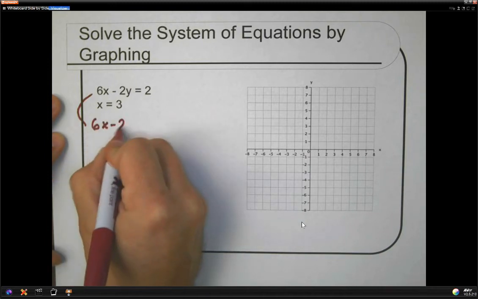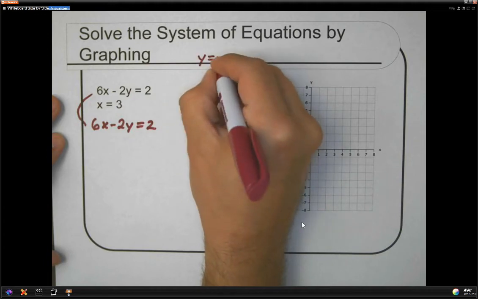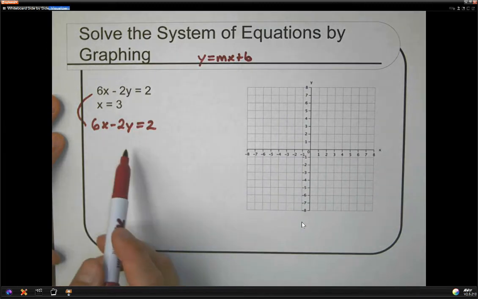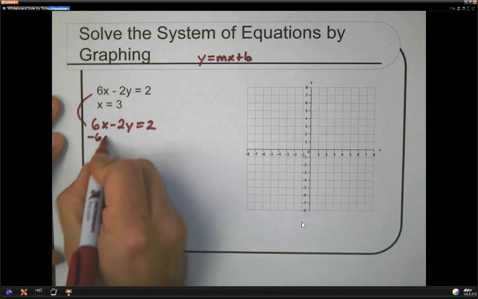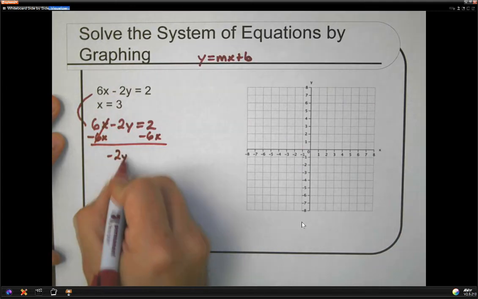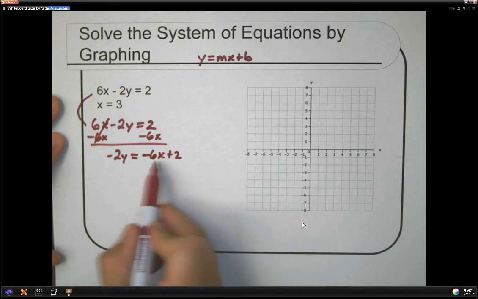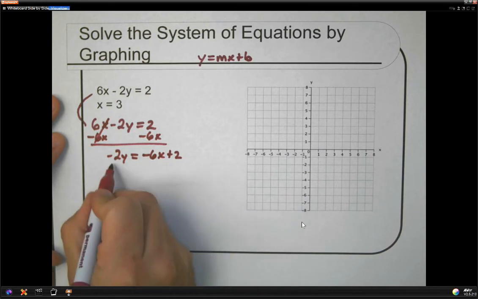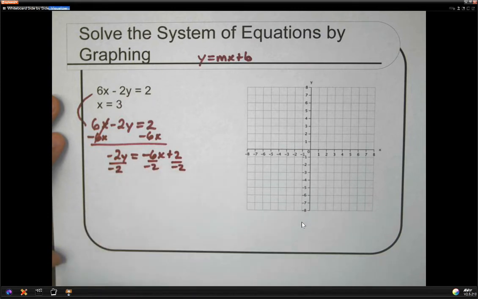6x minus 2y is equal to 2. So again, I'm trying to aim for slope-intercept form, which is y equals mx plus b. I've got to do that rearranging to get y all by itself. So I go ahead and subtract 6x from each side, giving me -2y equals -6x plus 2. Again, notice how I'm trying to set it up for that slope-intercept form. Got to get y by itself, very similar to the last one. We're going to go ahead and divide everything by -2.